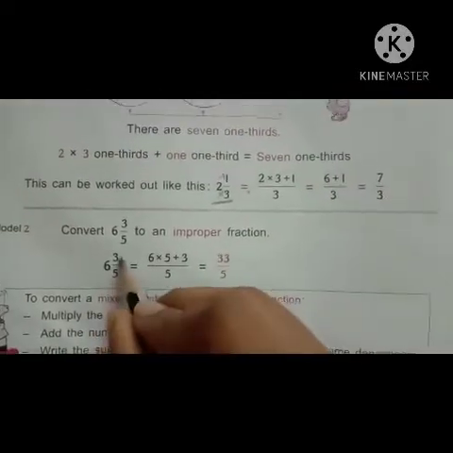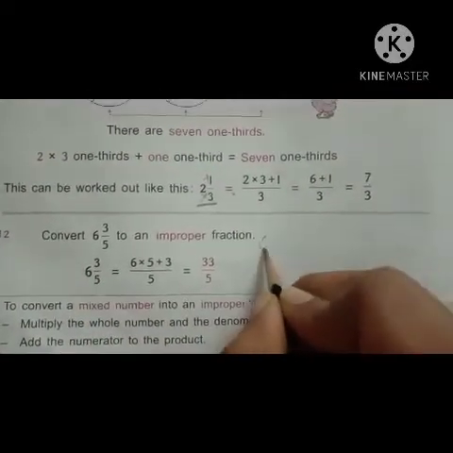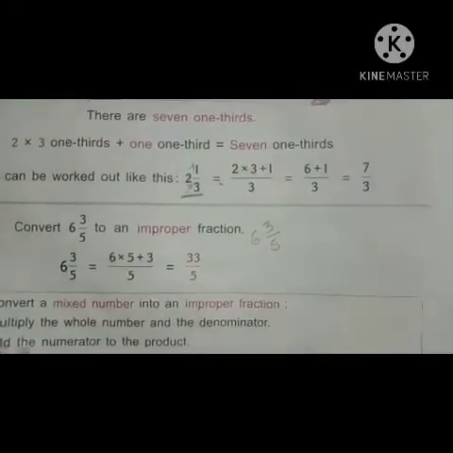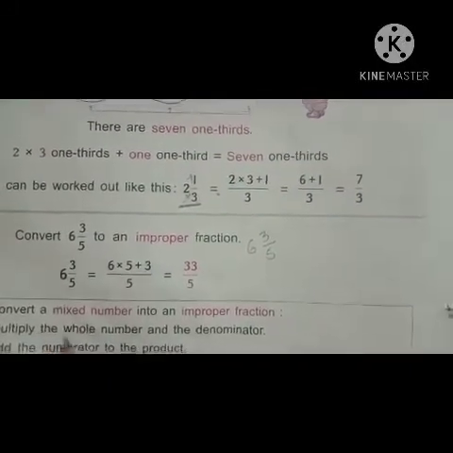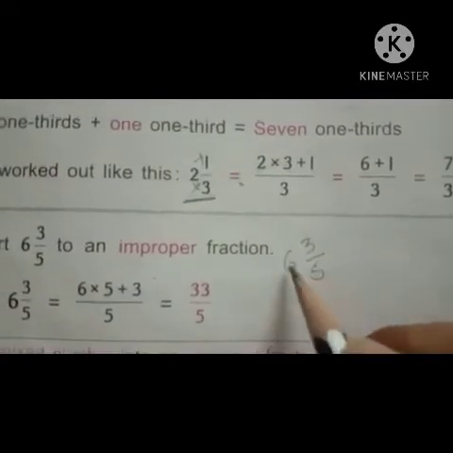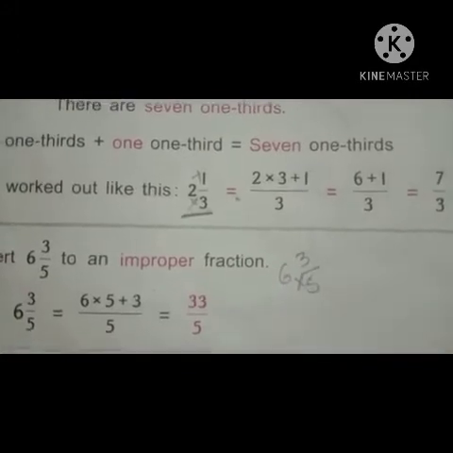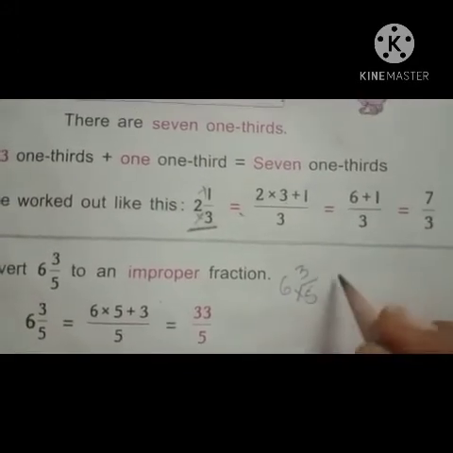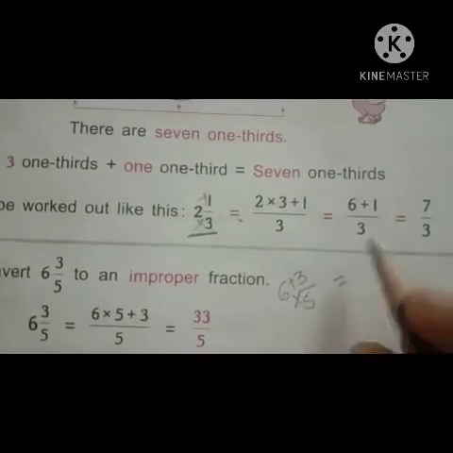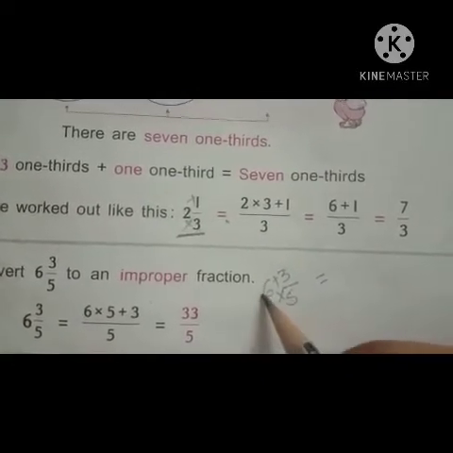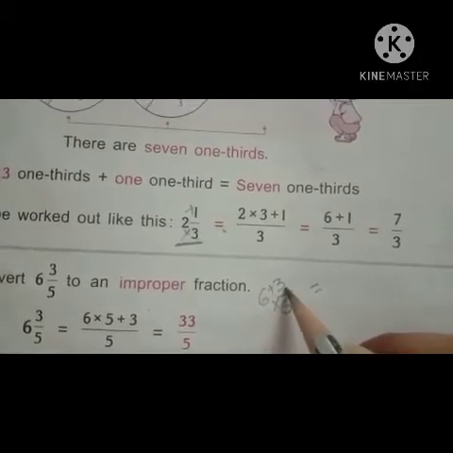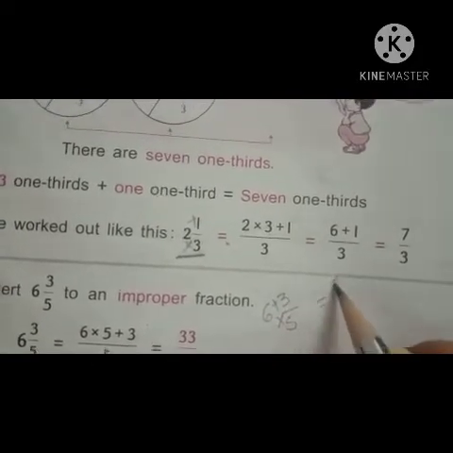See here, children, 6 and 3 by 5 is there, no? Here I am writing 6 3/5. At first, what do we have to do? Multiply the whole number and the denominator. First, we have to multiply the whole number to the denominator. Add the numerator to the product. Here we have to keep the plus. See, 5 sixes are how much? 5 sixes are 30. 30 plus 3 is equal to 33.